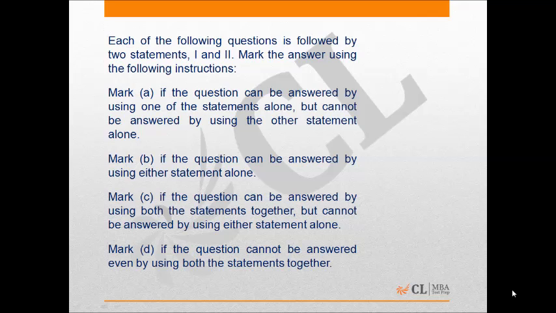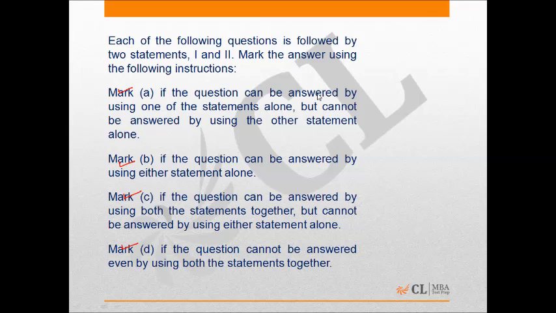Okay, now the data sufficiency questions from 46 to 50. There are four marking options. It says mark A if the question can be answered using one of the statements alone, but cannot be answered by using the other statement alone. You need to mark B if the question can be answered by using either statement alone. Then we need to mark C if the question can be answered by using both the statements together but cannot be answered by using either statement alone. And we need to mark D if the question has data insufficiency.